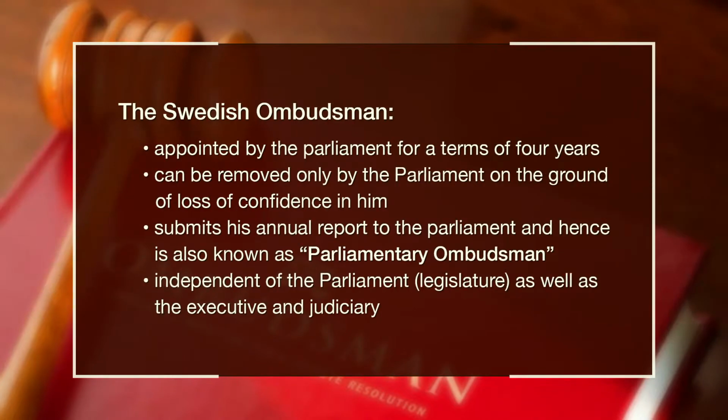The Swedish Ombudsman is appointed by the Parliament for a term of 4 years. He can be removed only by the Parliament on the grounds of loss of confidence in him. He submits an annual report to the Parliament and hence is known as Parliamentary Ombudsman. But he is independent of Parliament as well as executive and judiciary.